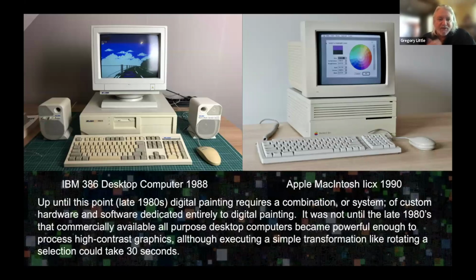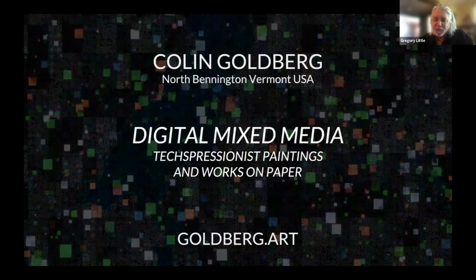So around 1990, these computers appeared. These were no longer dedicated paint systems. These were general computers that were now powerful enough to run commercially available digital painting software. Although I do recall that it could sometimes take 30 seconds to rotate a simple selection or move an object across the screen. But these were commercially available.